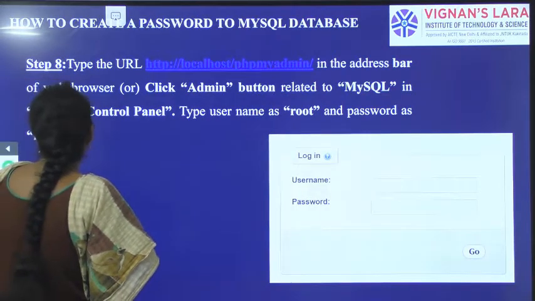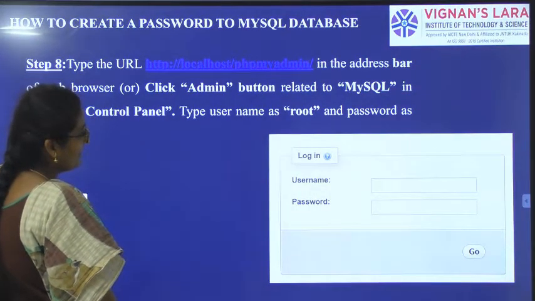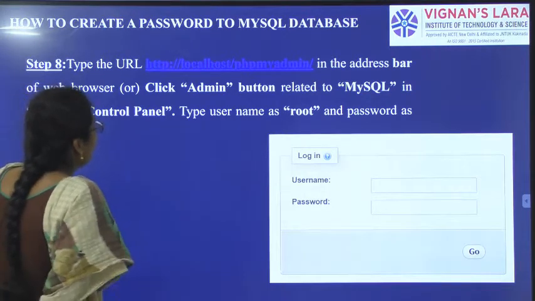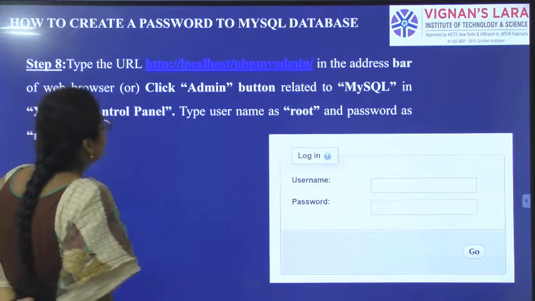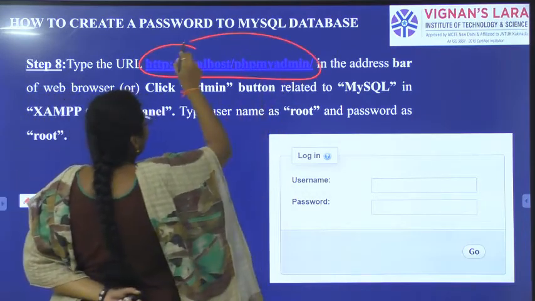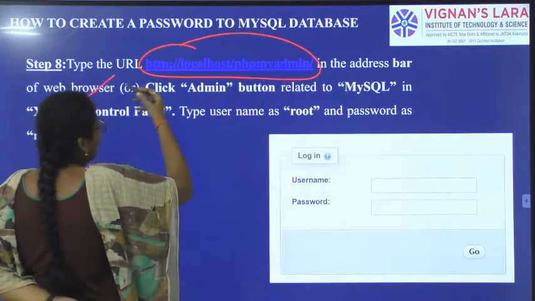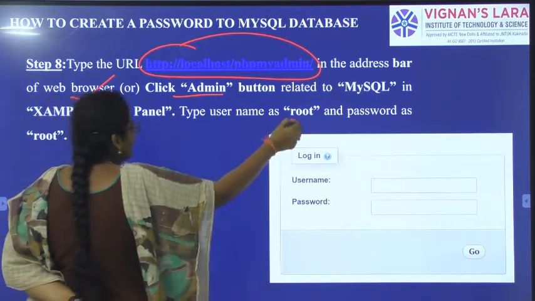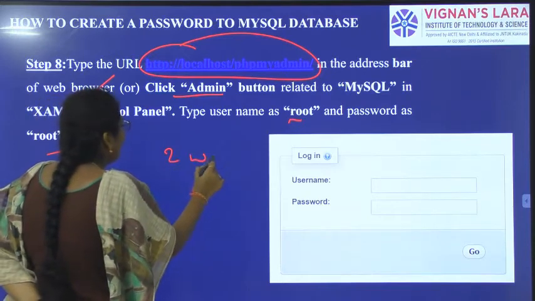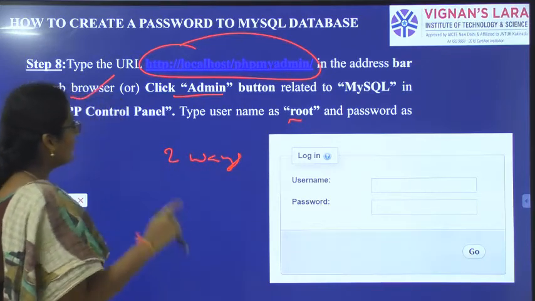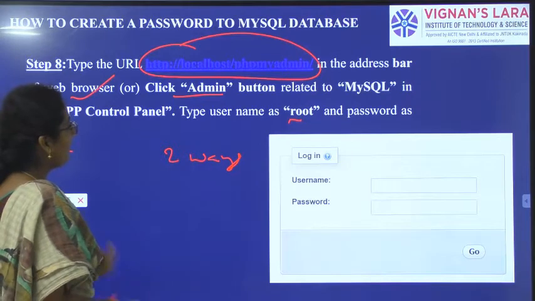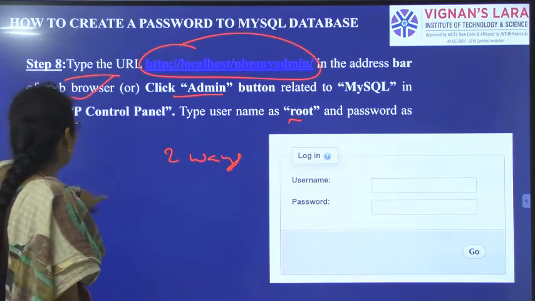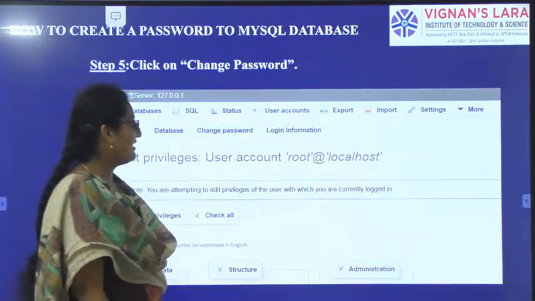you can do. So after following all the steps and after changing the password, how you can log in? You must type the URL http localhost phpMyAdmin in web browser, or else you can click the admin button related to MySQL in the control panel and type the username and password as root also. You have 2 ways to log in. Either you can open MySQL, click on admin and you can give the username and password, or directly you can type the URL in the web browser also. So let us see.